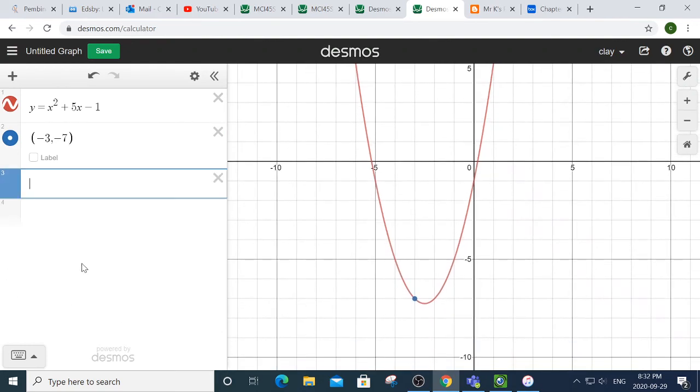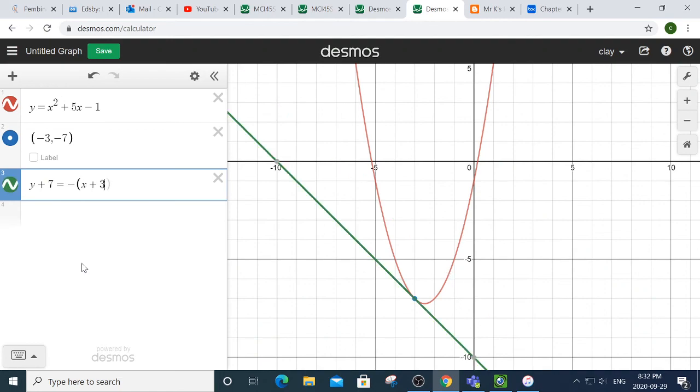And I think that if I type in the line y plus 7 equals negative x plus 3, oh, look at that. It's a ski on the ski hill, just very upside down and some sort of gravity-defying ski hill of some sort, but you get the idea. That green line touches that curve at exactly 1 point, and it does so with a slope of negative 1.